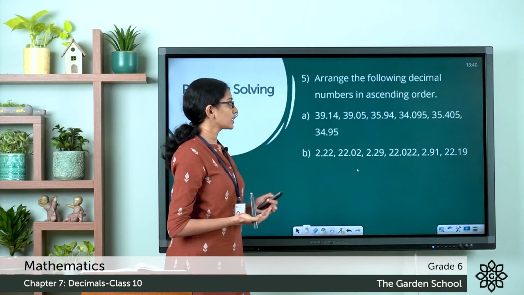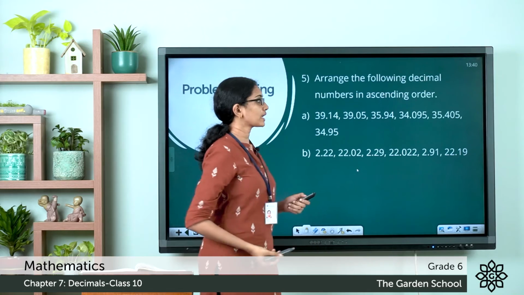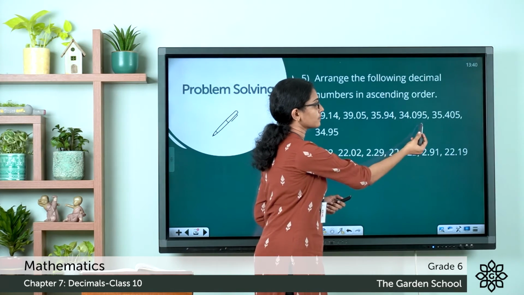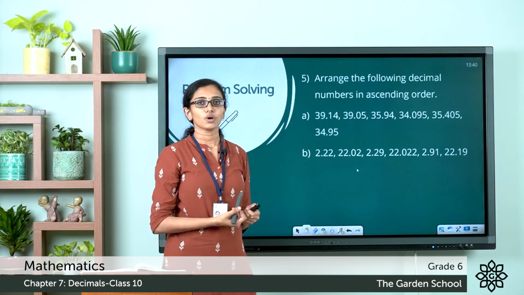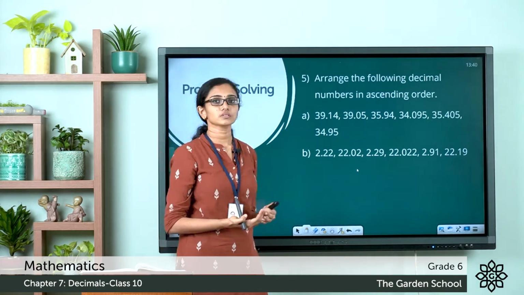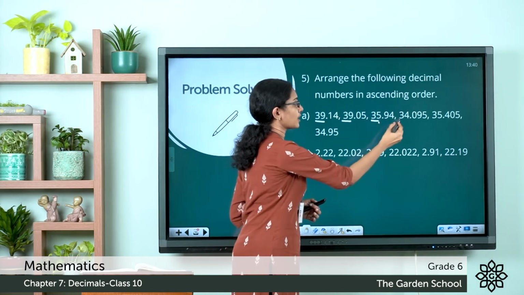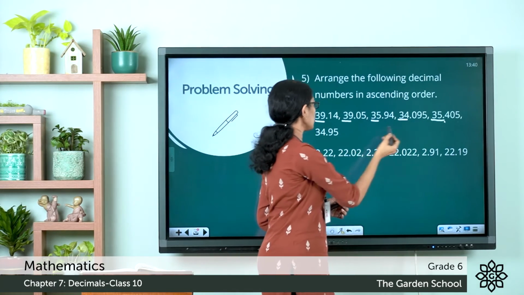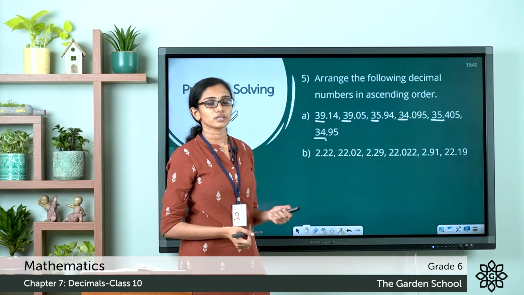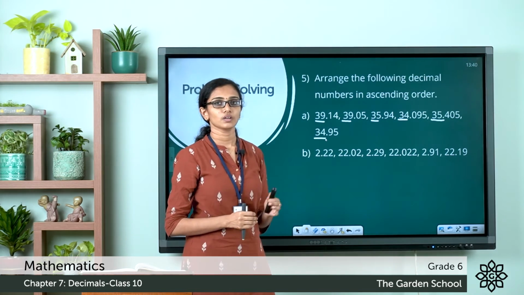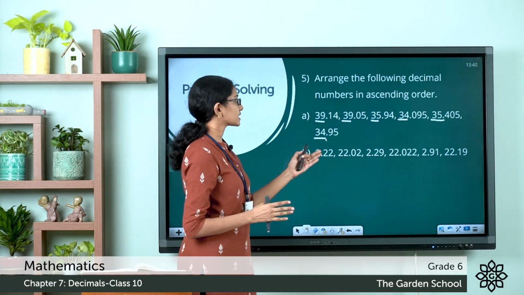In the first set, you are given the numbers 39.14, 39.05, 35.94, 34.095, 35.405 and 34.95. So the first step is to compare the whole number part. So which are the numbers given as whole number part here? 39, 39, 35, 34, 35 and 34. We are asked to arrange the numbers in ascending order. So from the smallest to the biggest. So among these, which is the smallest whole number? Is it 39? No, it is 34.